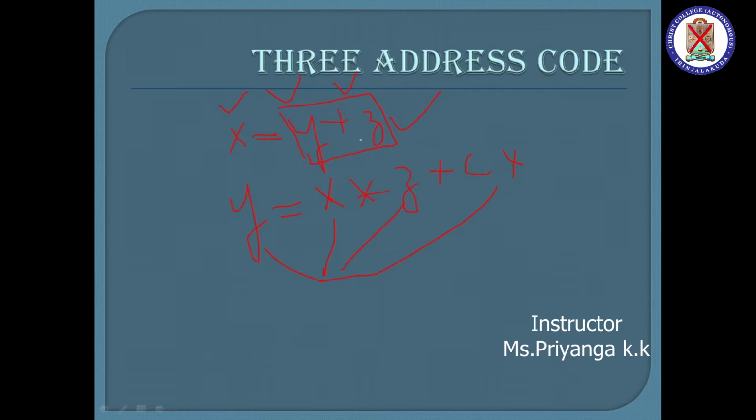So in a 3 address code we have only one operator in the RHS. More than one operator in the RHS is not a 3 address code. We can have less than one, but we can't have more than one. Less than one has no meaning, it's just an assignment, but we can't have more than one operator in a 3 address code.